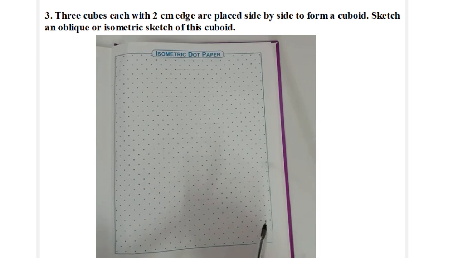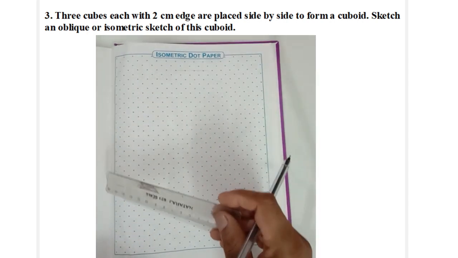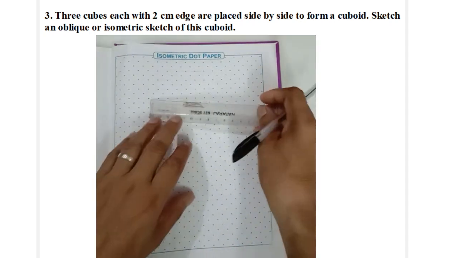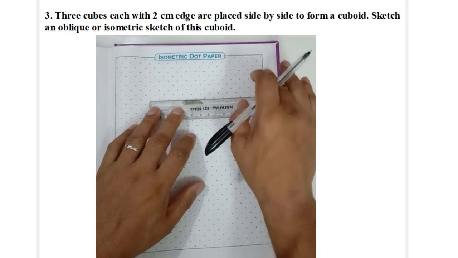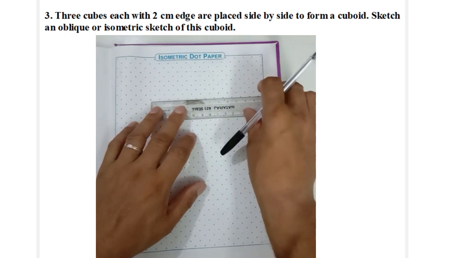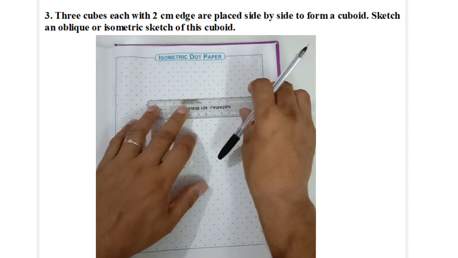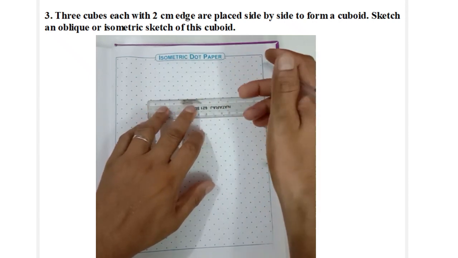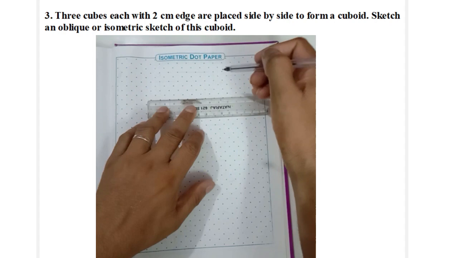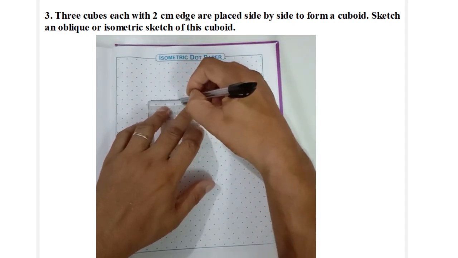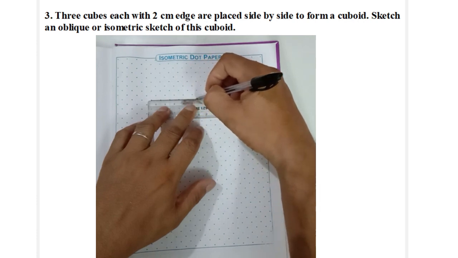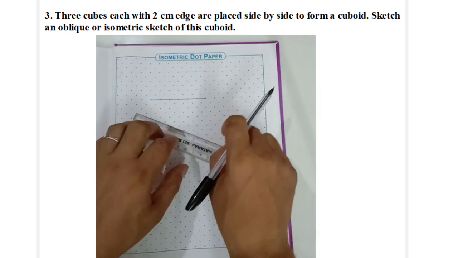Now let us draw the isometric sketch of the same cuboid so formed. What is the length of the cuboid so formed? It is 6 centimeter. So let us draw this sketch on isometric dot paper. Here length is 6 centimeter because 3 cubes are attached. Their length will be 2 plus 2 plus 2, that is 6 centimeter. Here we have to take 6 dots. Here I have taken 6 dots.